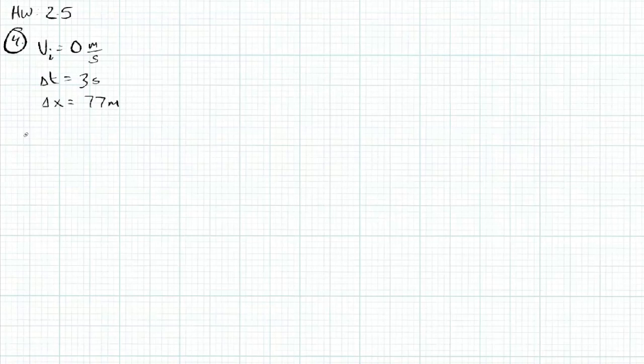So the question is, for A, what is the magnitude of the rocket's acceleration? A is what we don't know. Are there any equations that relate just the initial velocity, the time, and the displacement to A? There is. There's our equation number 4, which is displacement is initial velocity times time plus 1/2 times acceleration times time squared.